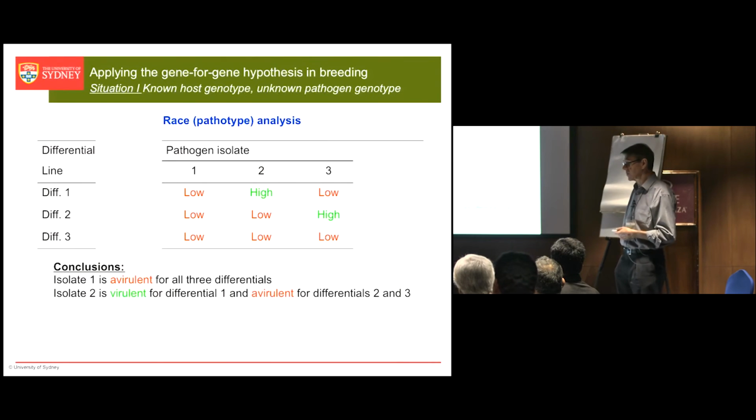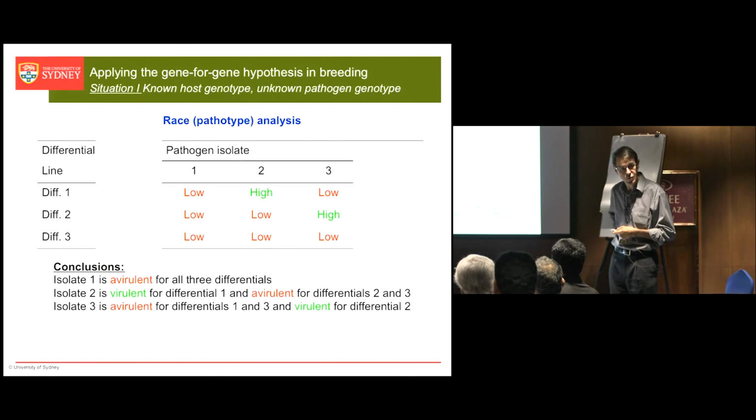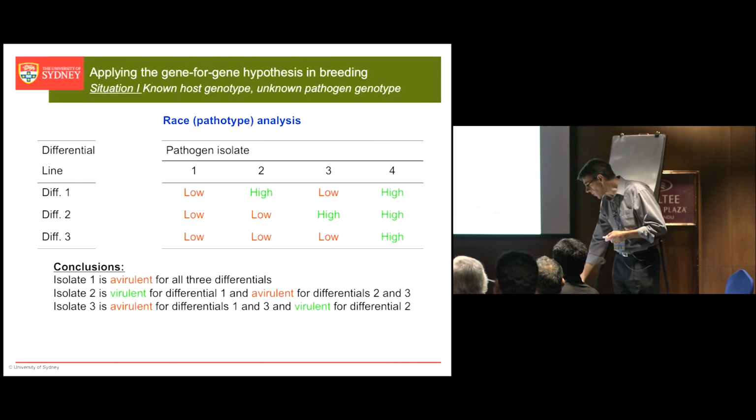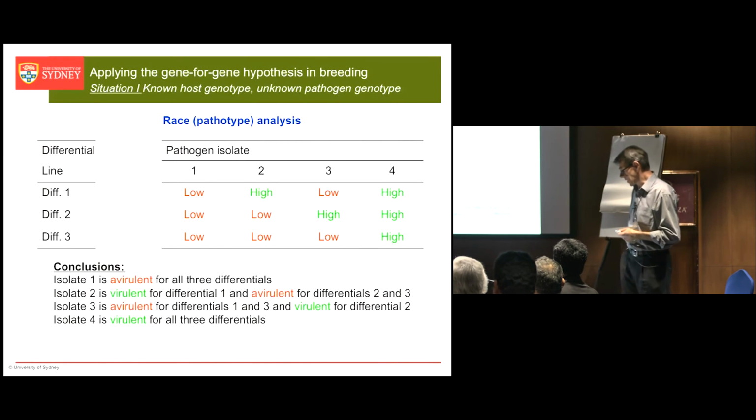A third rust isolate is sent to us from another wheat paddock from somewhere, and it is low on differential 1, high on differential 2, low on differential 3. So we can then say that this particular isolate is avirulent for differentials 1 and 3, virulent for differential 2. Then with a fourth one, we end up with compatibility, or a high infection type, on all three differentials. So in this particular case, we can say that isolate 4 is virulent on all three differentials.